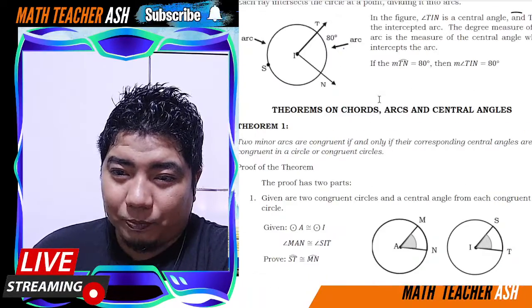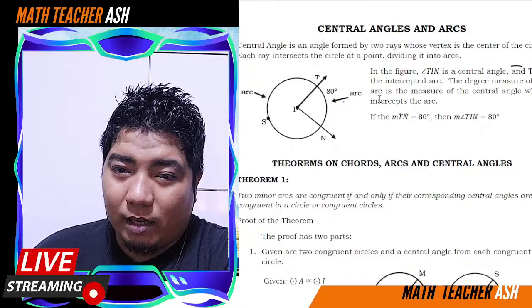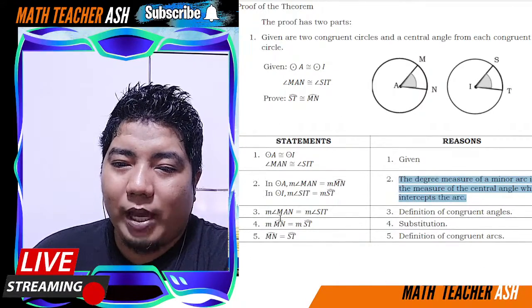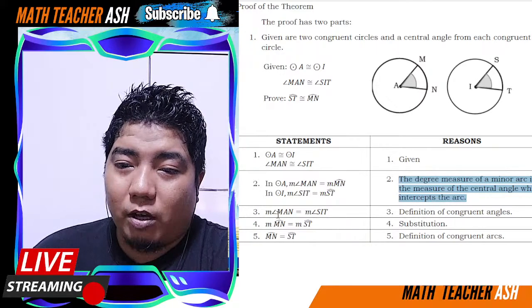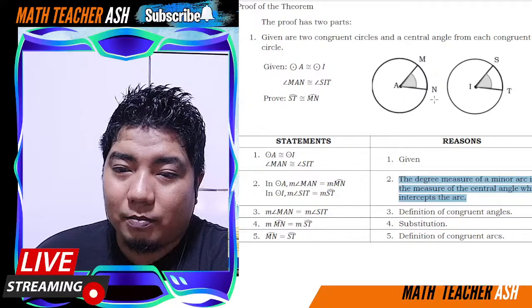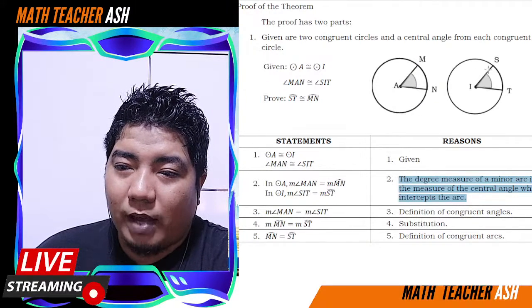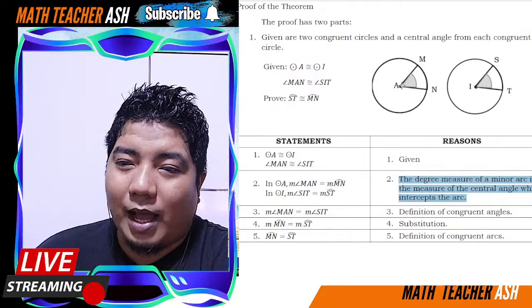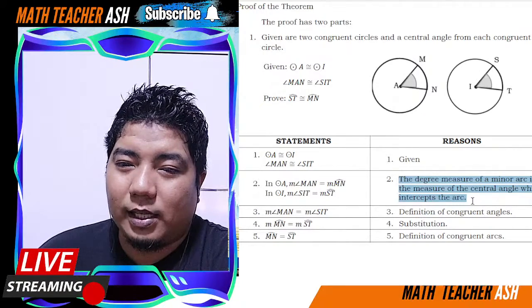The next, in a given the statement, in circle A, the measurement of angle MAN is equal to MN. The degree measurement of a minor arc is the measure of the central angle which intercepts the arc. This is the definition of, or the theorem behind. Ito yun. Okay, that is the relationship of the central angles and arc. And then we have measurement of angle MAN and the measurement of angle SIT is the definition of congruent angles. Okay, congruent angles yan sila.